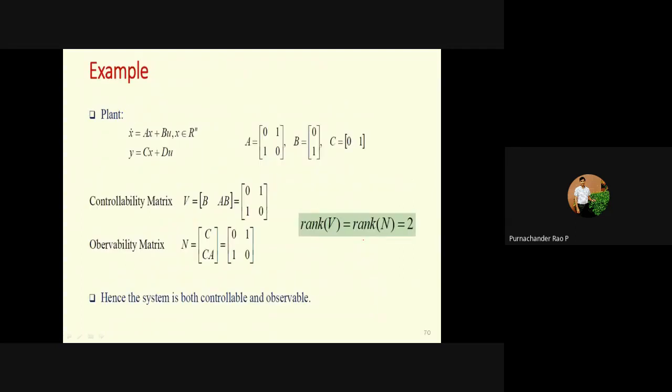Okay, so here rank is equal to the order of the system. The rank of the system is equal to the order of the system. Therefore, these two are controllable and observable.